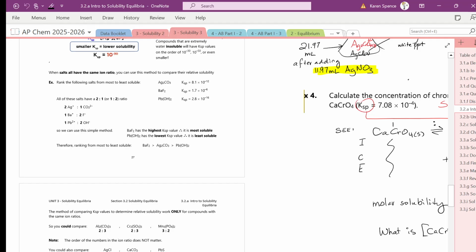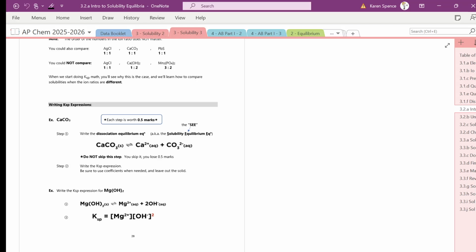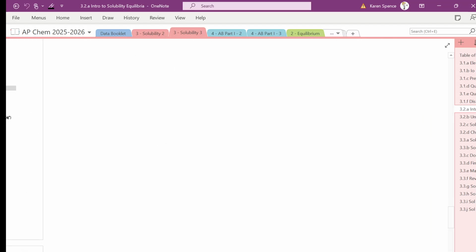And while we are here, do you remember what we mean by the term molar solubility? How much dissolves? Yes.